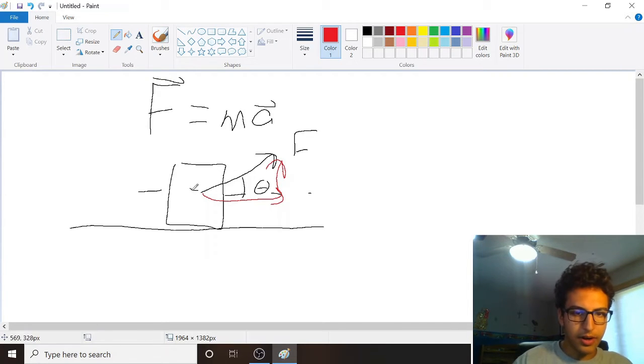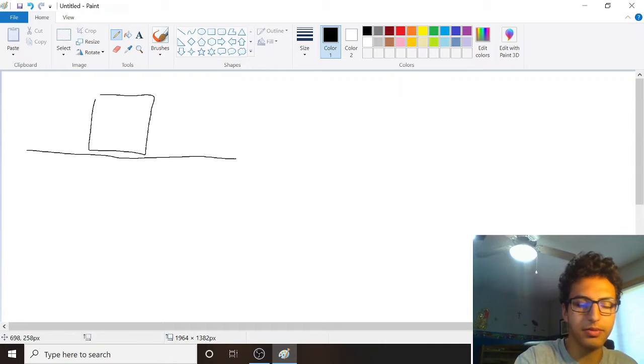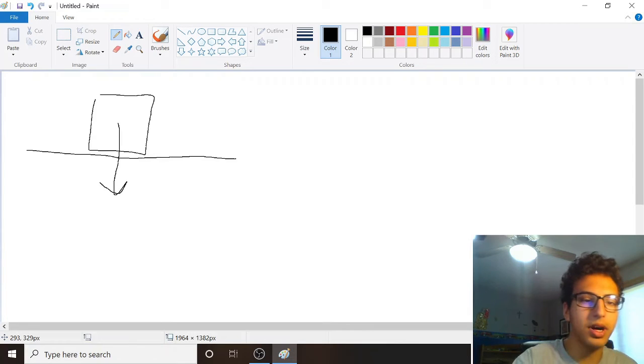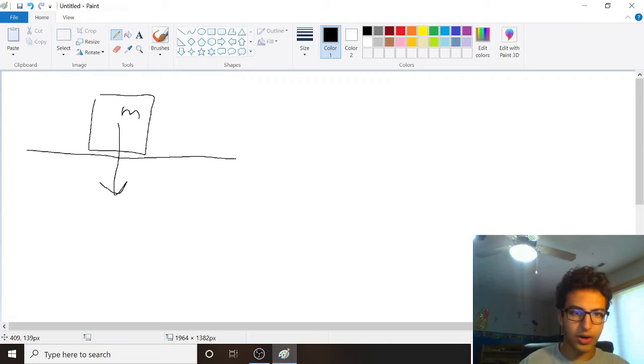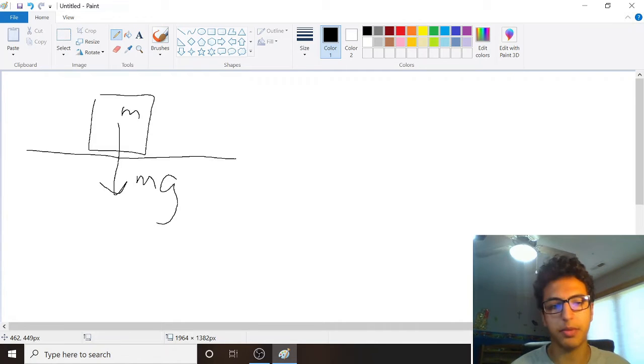Alright, and so there are a few different kinds of fundamental forces, and we'll keep this box. So what do we know? We know there's gravity. We know that acceleration due to gravity, if the box is sitting on this ground, is always straight down. We know acceleration is 9.81, and we know the box has a mass. So we know the force going down due to gravity is equal to mg, which is 9.81 times m, the mass of the box.